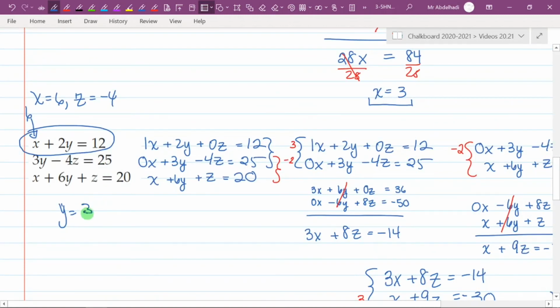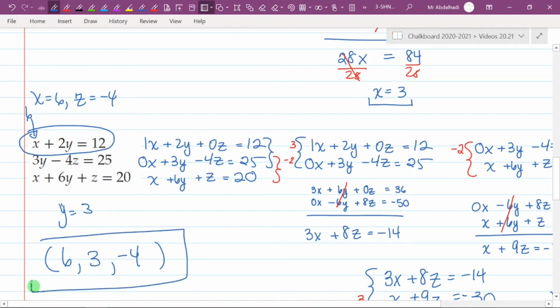If y equals 3, what's your final answer? Well, it has to be all 3 letters in alphabetical order. In this case, it's x, y, z, so 6, 3, and negative 4. X, y, and z in an ordered pair. Well, ordered triplet, actually. And there it is.